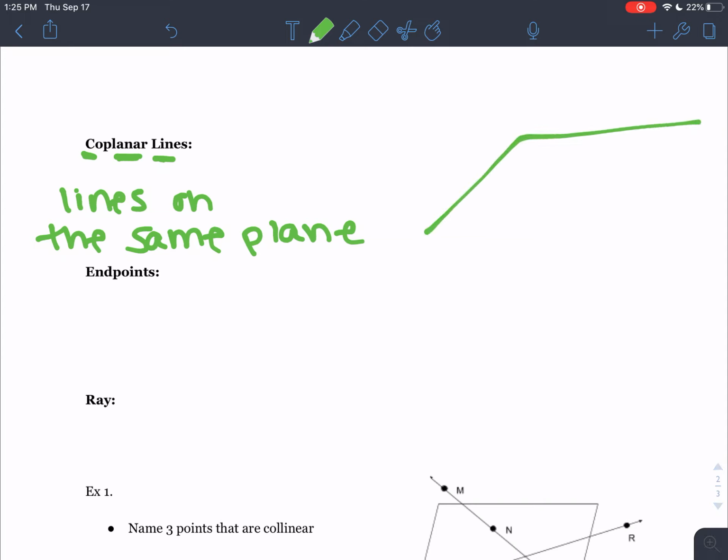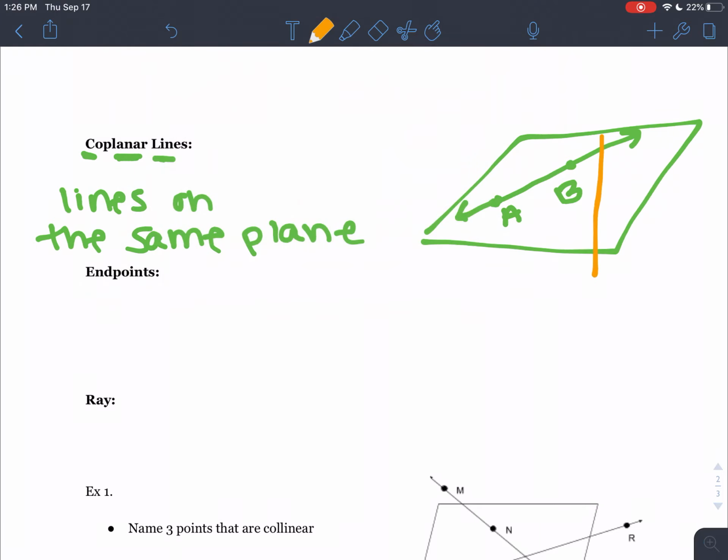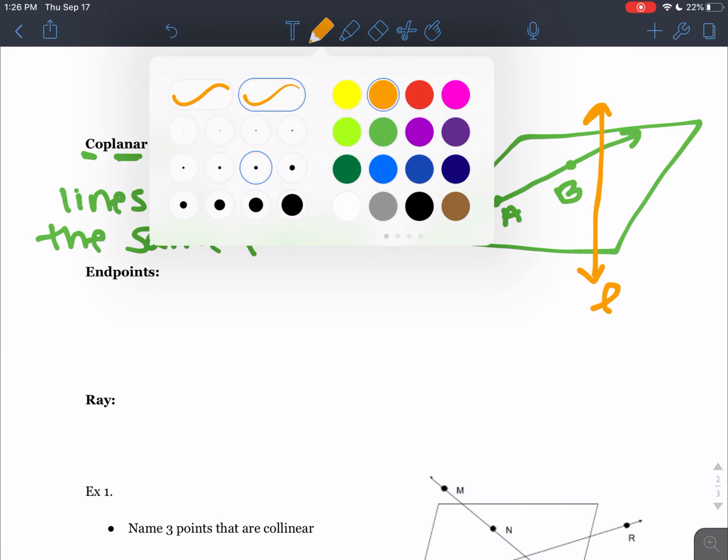If we draw our plane, and we have a line on it. Remember, we can call our line something like AB. But we could also call a different line just one letter if it's labeled. I'm going to call that line L. Those two lines are on the same plane, so we could call those coplanar.